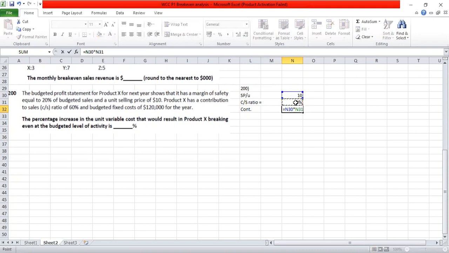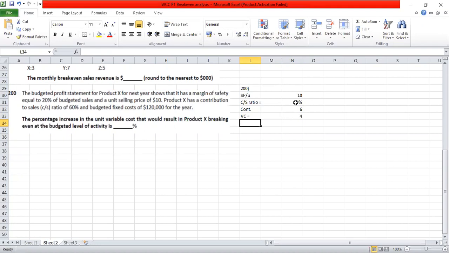The question is asking us about the variable cost. So the question is focusing on variable cost. Variable cost obviously will be 4, since 10 minus 6 is 4. So sales minus variable cost is contribution. Sales minus contribution is variable cost.